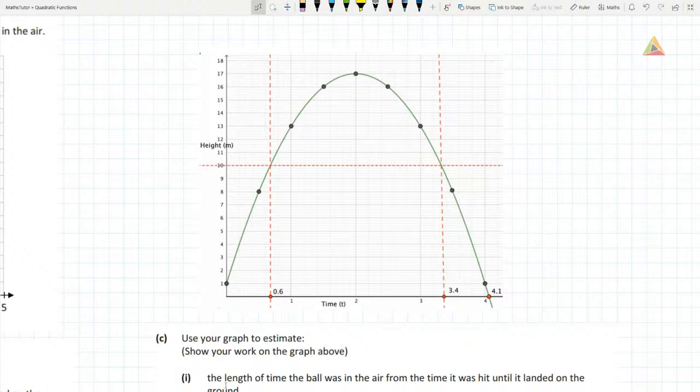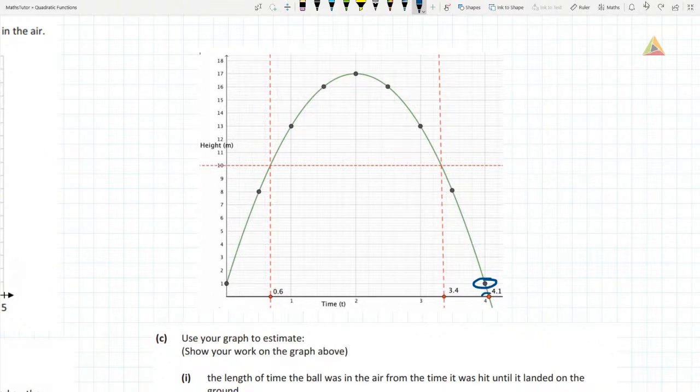So the first thing that it asks me is the length of time the ball was in the air from the time it was hit until it landed on the ground. Now, our last point was this point here where we had 4 seconds and a height of 1 meter. So what we would have to do is extend that further. So you can see that this line has been extended to the end of the curve, and we need to mark that that's what we're interested in.